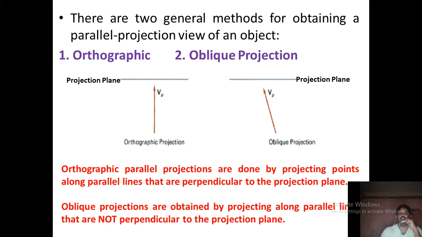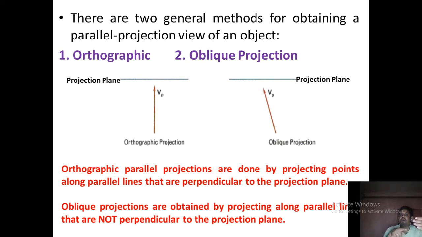There are two general methods for obtaining a parallel projection view of an object. Within parallel projection, we again have two types: orthographic projection and oblique projection. What do we mean by orthographic projection? If the projectors are exactly perpendicular to your projection plane, then that is called orthographic projection.